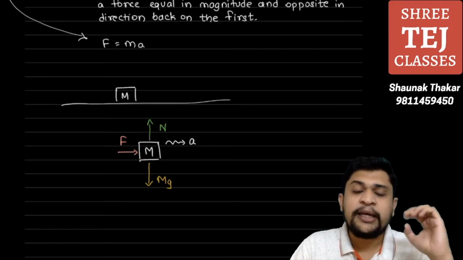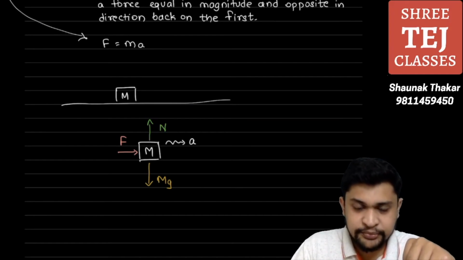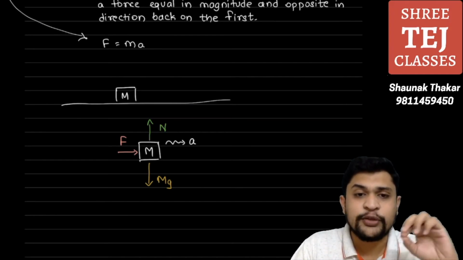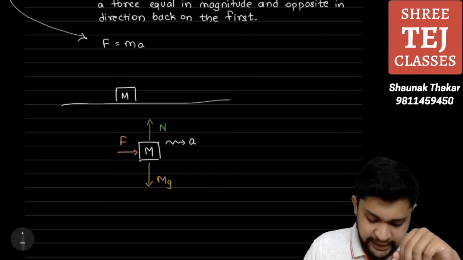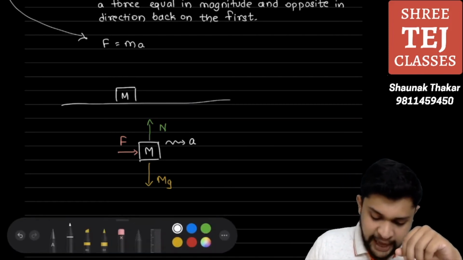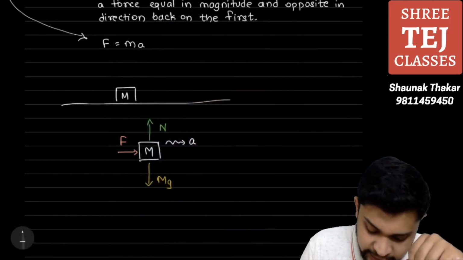Here we are assuming that the table is frictionless. Okay. So therefore no frictional force is acting. But if there were a frictional force acting, then how will it act? It will act in this direction.